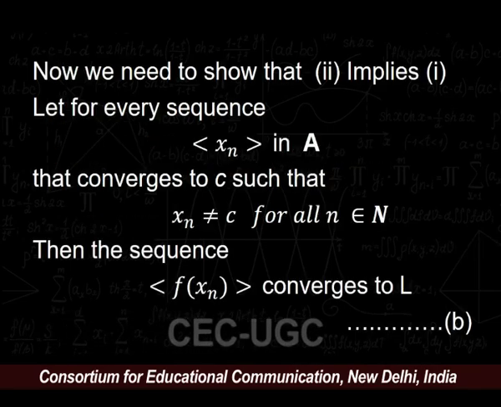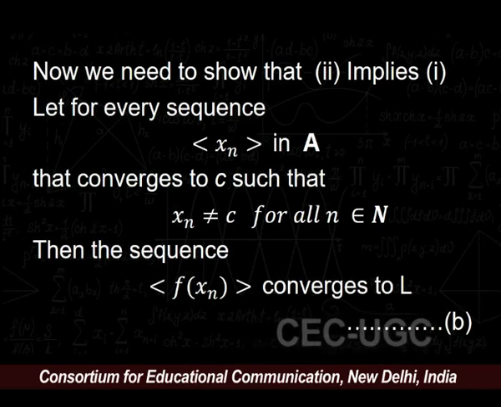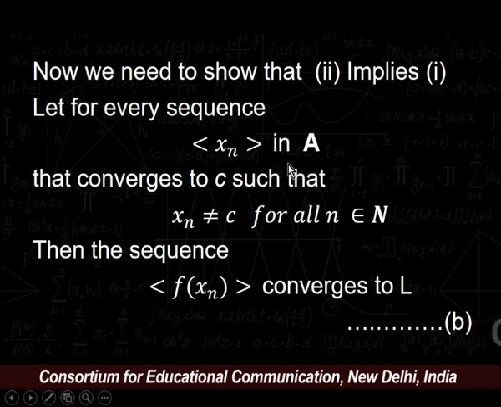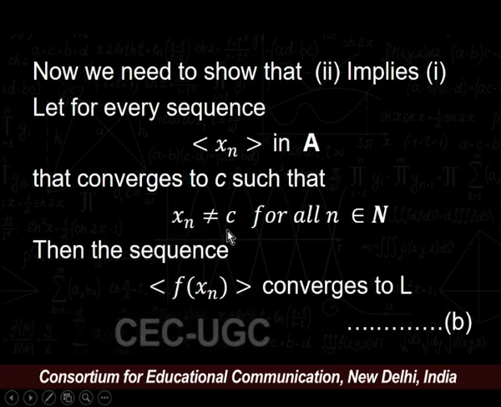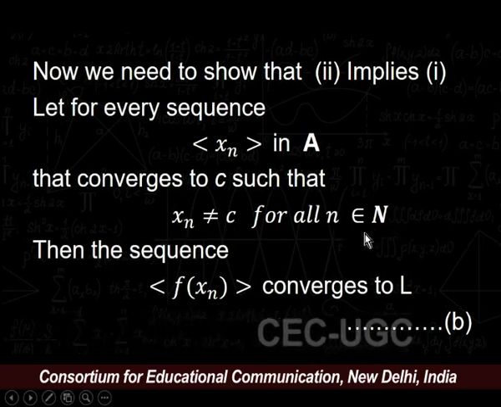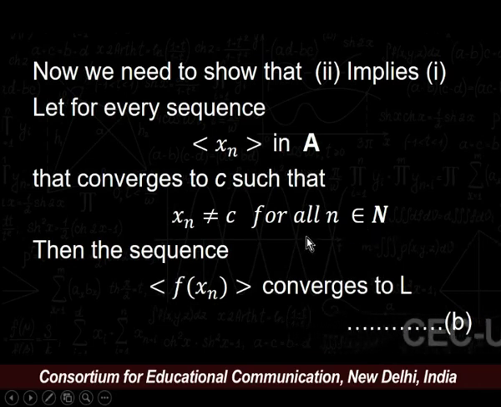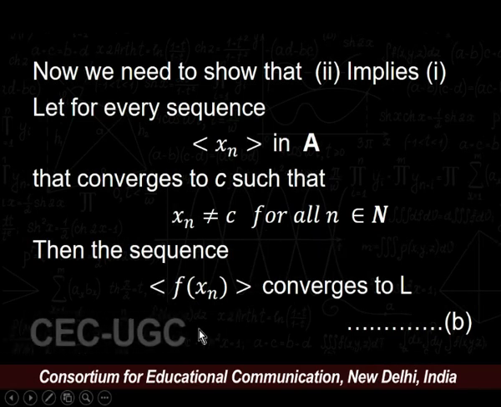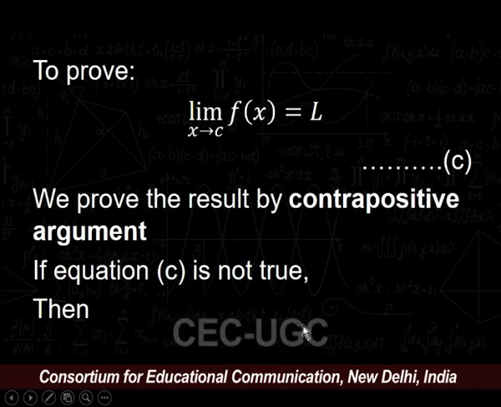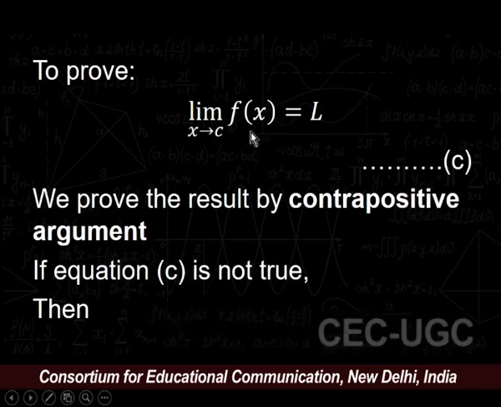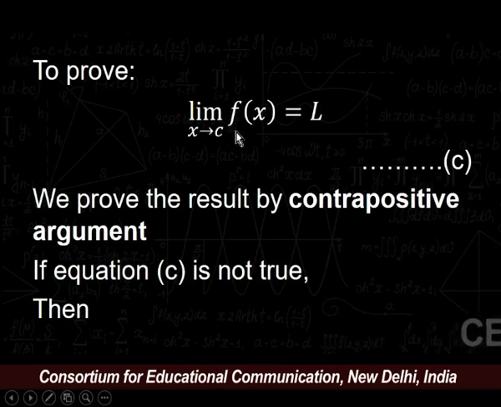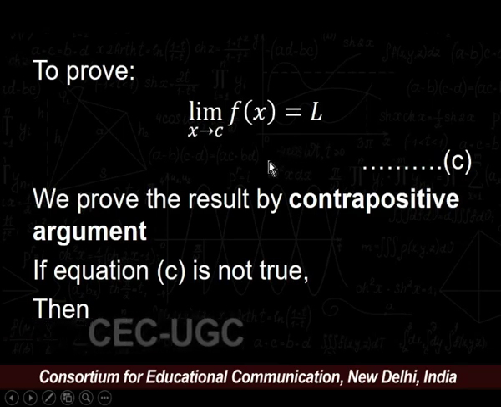Now, we need to prove second implies first. Let for every sequence xn in A that converges to C such that xn is not equal to C for all n belongs to natural numbers, then the sequence f of xn must converge to L. Say this is our equation B. We need to prove that limit x approaches C, f of x must be equal to L. Say this is our equation C.